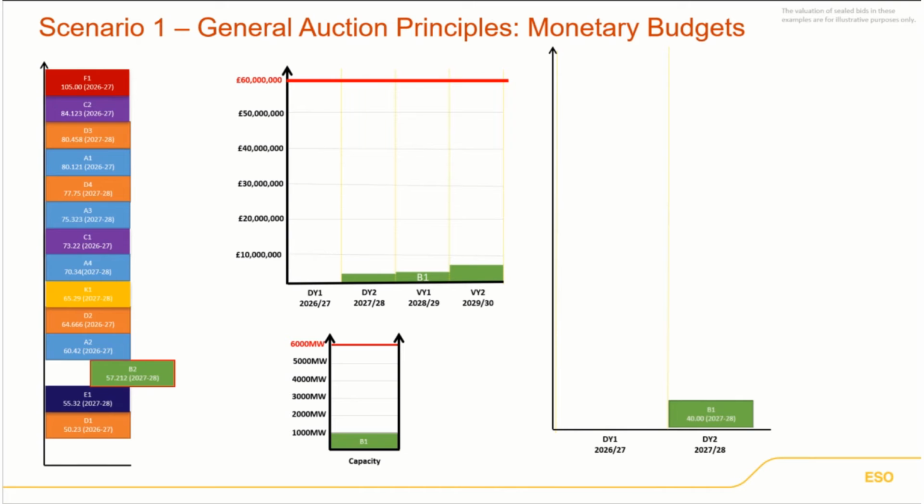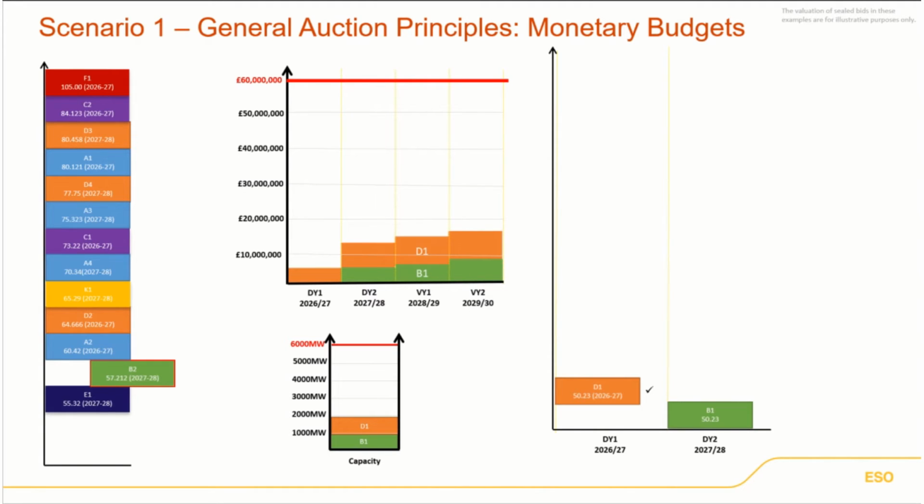The next bid to be assessed is bid D1, and D1 is in delivery year 1. You can see from the charts that it fits within the constraints, being the budget and the capacity. This bid is now provisionally accepted. We will now attempt to uplift application B1 to that of D1, subject to any admin strike prices. In this example, application B1 can be uplifted to 50.23, and this fits in with the budget at the new strike price.